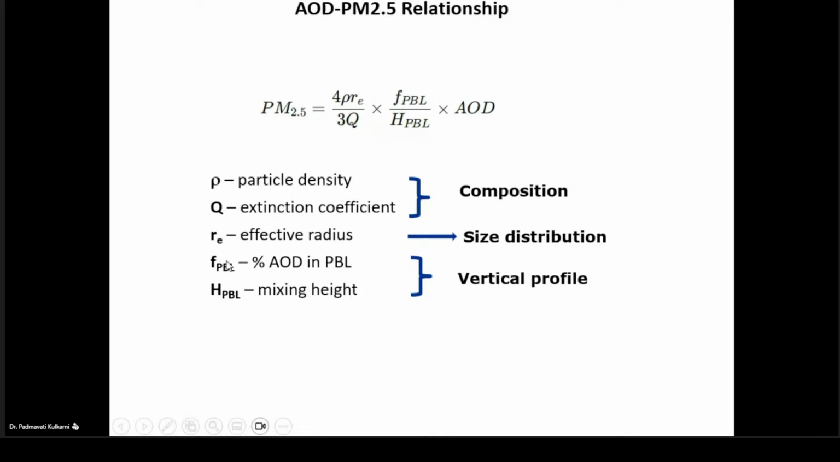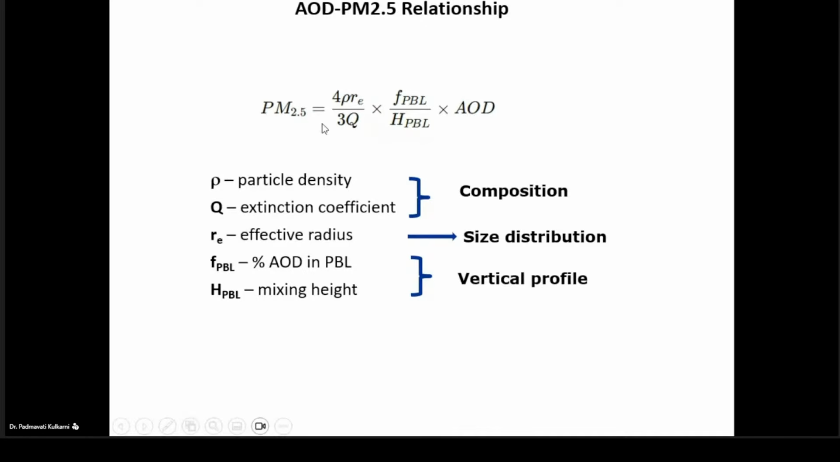So those challenges are there. And also the percentage of bound aerosol present in the planetary boundary layer, and also mixing height, are important. If the mixing height is high, then more of the pollutants are concentrated below. The pollutants are trapped near the surface, something like that. So this is the information we need to understand to give a relationship between PM 2.5 and AOD.